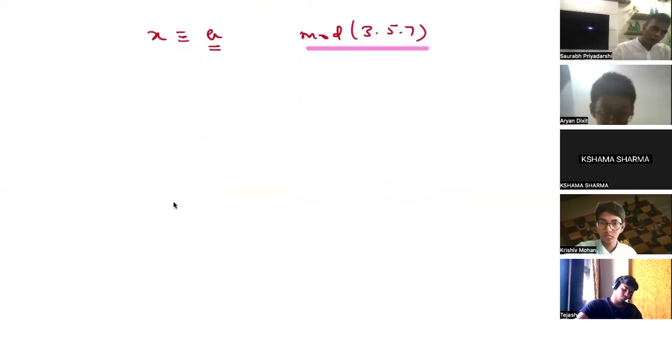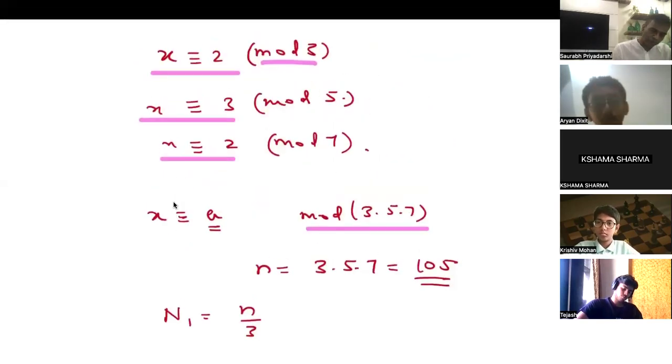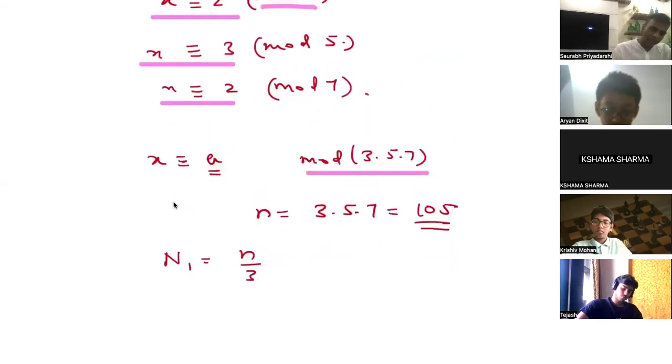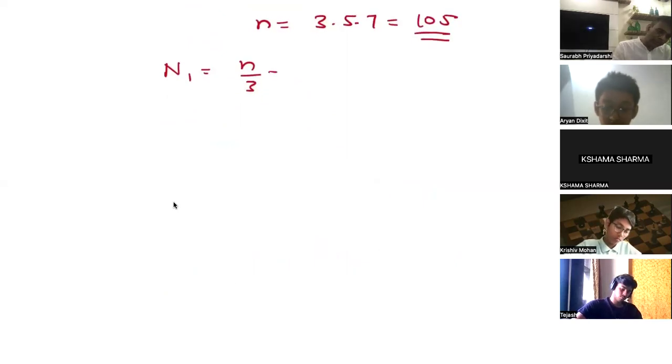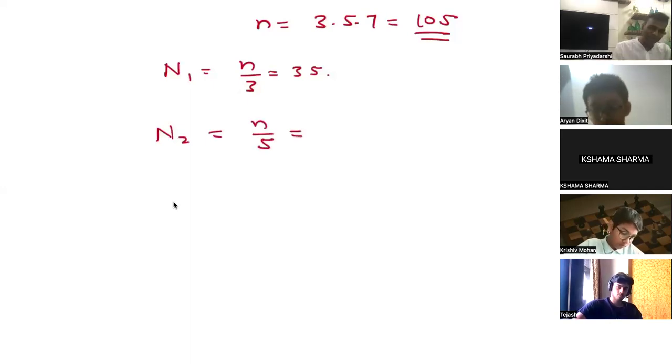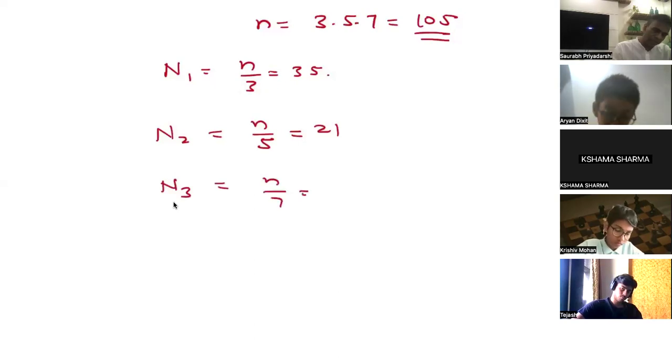So how to go for this? The first question. Let n be equal to 3 into 5 into 7, and this is 105. I'm taking a number N1, which is n by 3, so this is 35. N2 is n by 5, this is 21, 5 cancelling out. And N3 is n by 7, this is 15.